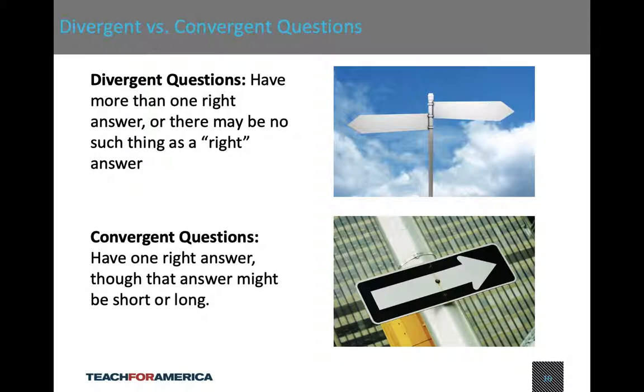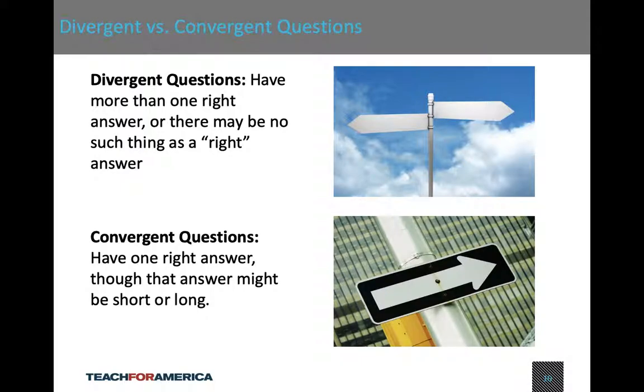Specifically, when we're looking at divergent versus convergent questions, divergent questions can have more than one right answer, but there may not even be a right answer. So they can go different ways. Convergent questions, on the other hand, have one right answer, but the answer could be short or long.